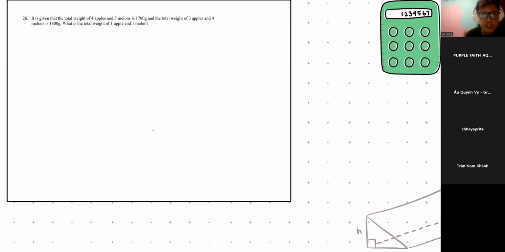So for number 26, I prefer to use algebra here because it's easier to quantify. However, if you have different solutions for this one, like maybe a shortcut, you can use it. But it's better to recheck it using algebra so that you'll be sure of your answer. Okay. So let's say the weight of an apple is X, and then Y is the weight of a melon.